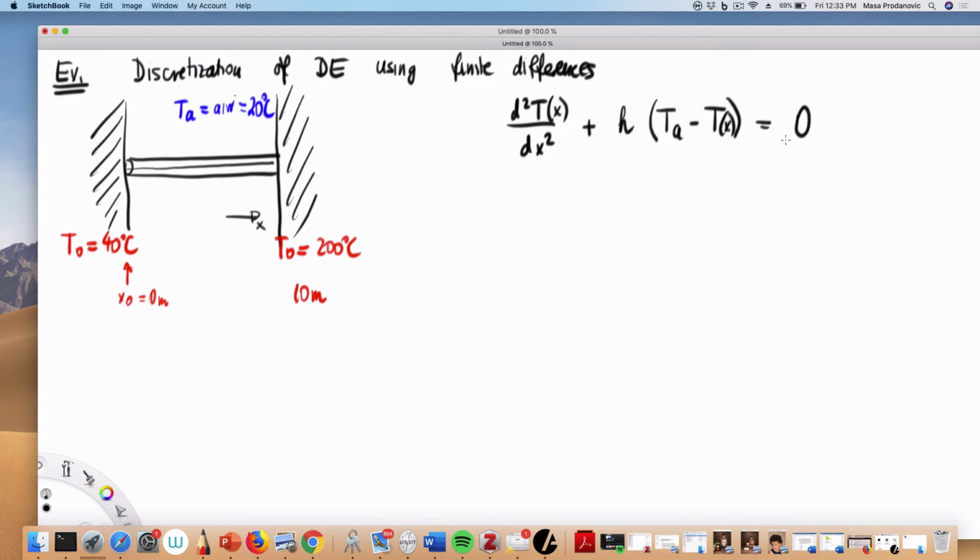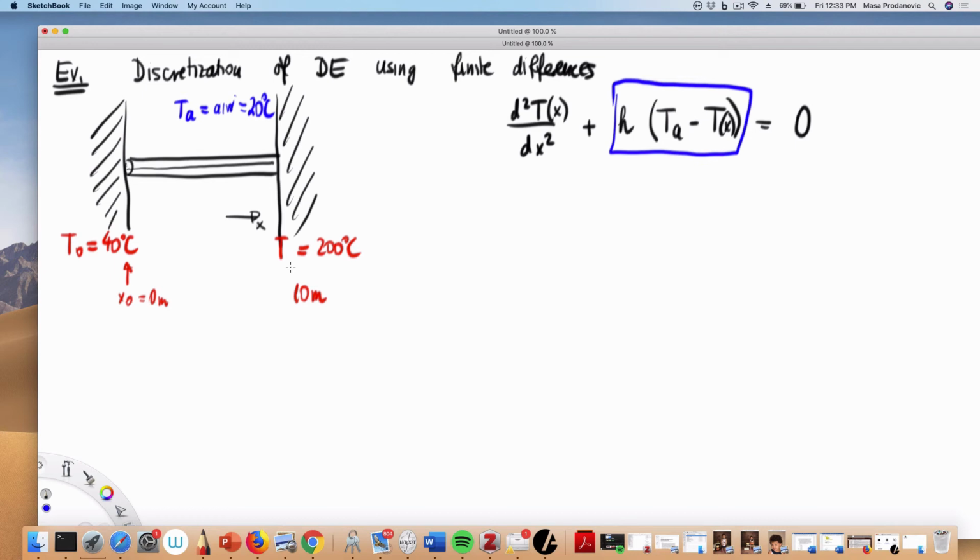So if I didn't have this exchange with air, what would be the solution if this entire portion here did not exist? That would be my insulated pipe, right? What is the solution of d squared T of x dx squared equal to 0? Ax plus b, yeah. It's a linear function, right? So I would just have a linear function, and knowing T0 and T on the other end, I would have just a linear distribution of temperatures between 40 and 200, yes?